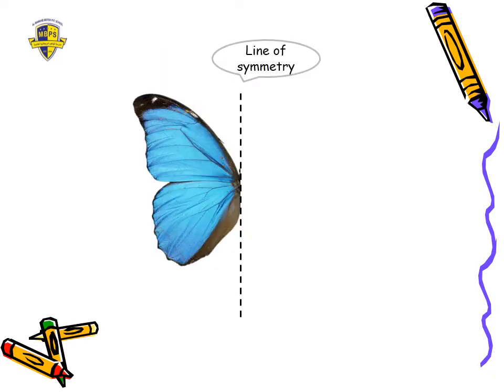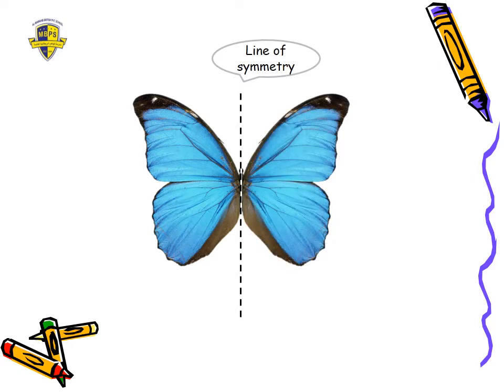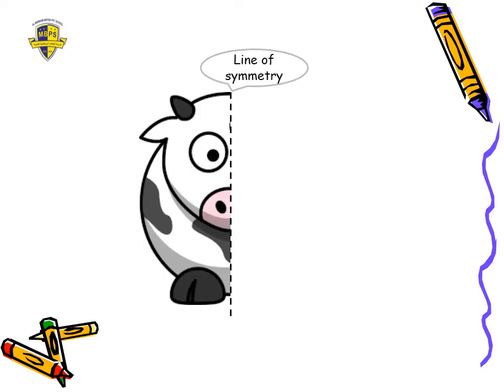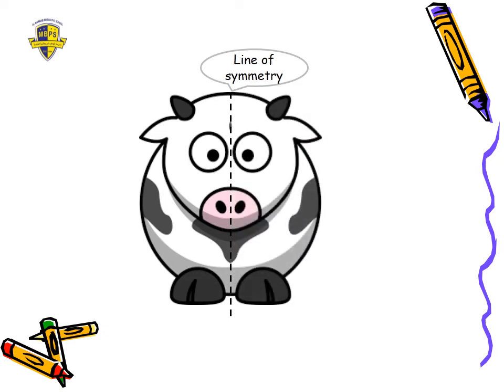Now here we can see the butterfly. This is the line of symmetry. If I ask you to complete this, this will be the reflection. We flip the half of the butterfly. Here also this is the cow, and we reflect the half of it. So this is also a reflection.